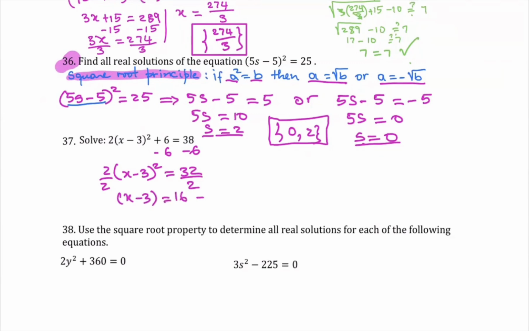And then we can use the square root principle to get two equations. That's x minus 3 equals the square root of 16, which is 4, or x minus 3 equals negative square root of 16, that is -4. By adding 3 on both sides here, x equals 7. By adding 3 on both sides here, x equals -1. And the solution set here is 7, -1.